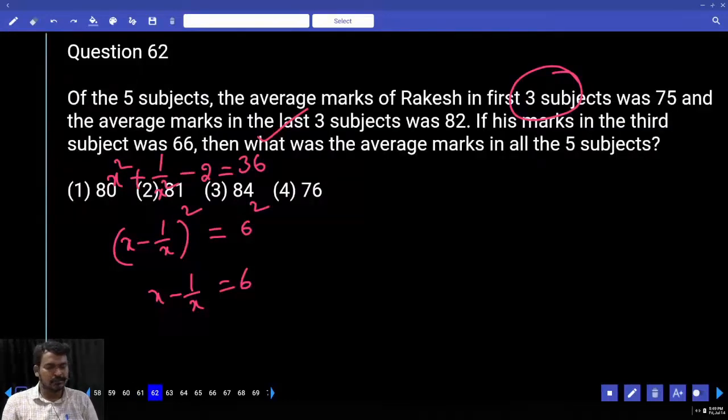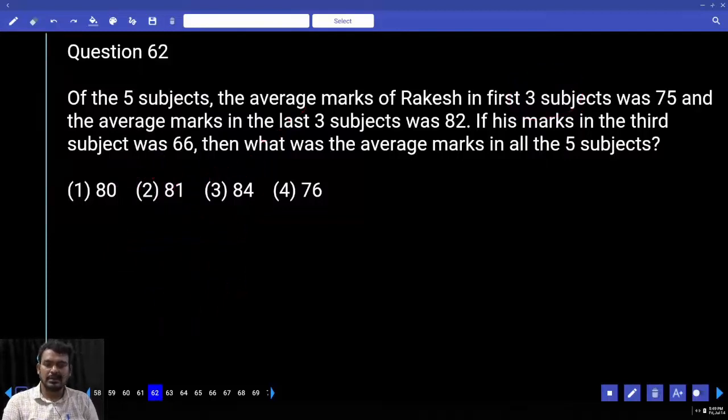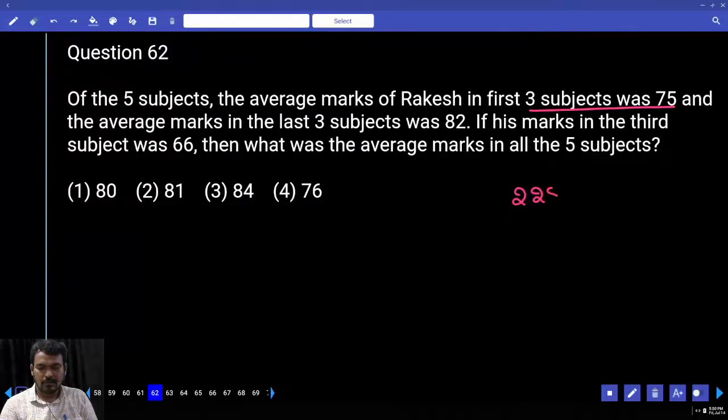Next, question number 62. Of the 5 subjects, the average marks of Rajesh in the first 3 subjects were 75 and the average marks in the last 3 subjects were 82. If his marks in the third subject were 66, what was the average marks in all the 5 subjects? Okay. What are the first 3 subjects' marks? 75 into 3, 225. What are the third subject marks? 66. 225 minus 66.